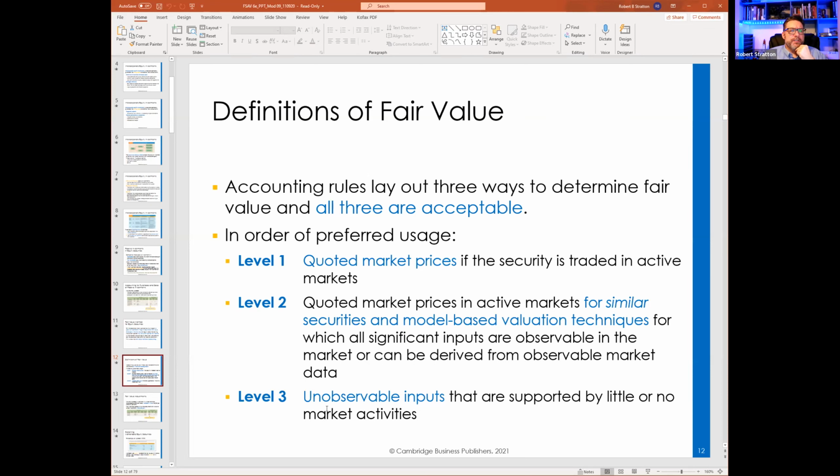And then of course there's level 3, and this is pretty common in some areas like the tech world, where you have unobservable inputs. So it's a startup and a new tech, and there's just nothing to compare it to. You just have no idea. So you just have to come up with some rationale of how you're evaluating.